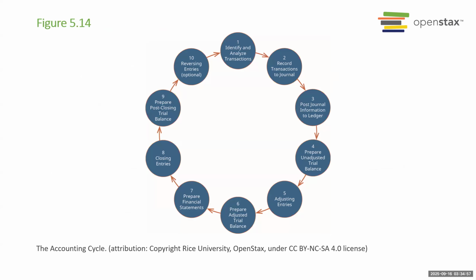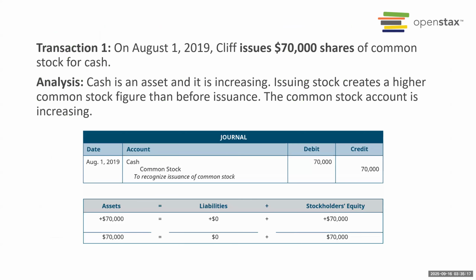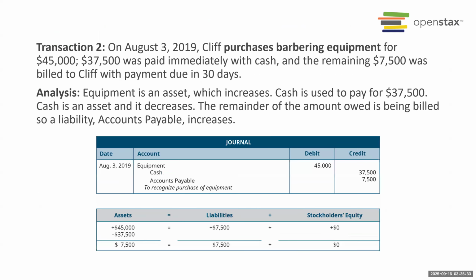All right, now we look at the total cycle, and we've covered everything except number 10. So briefly, we're going to go through some transactions. This should be a refresher for you, so I'll go through them fairly quickly. So we received common stock of $70,000. We debit cash $70,000, credit common stock $70,000. Assets increase $70,000. Stockholders' equity increases $70,000.